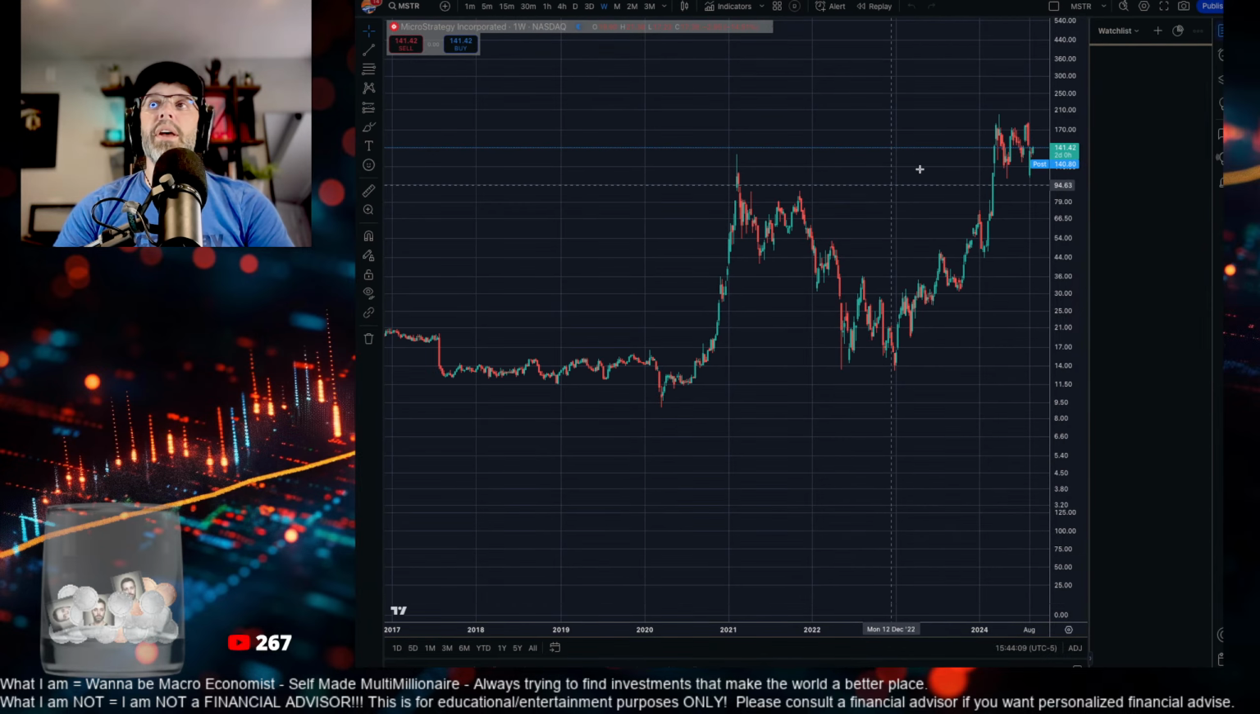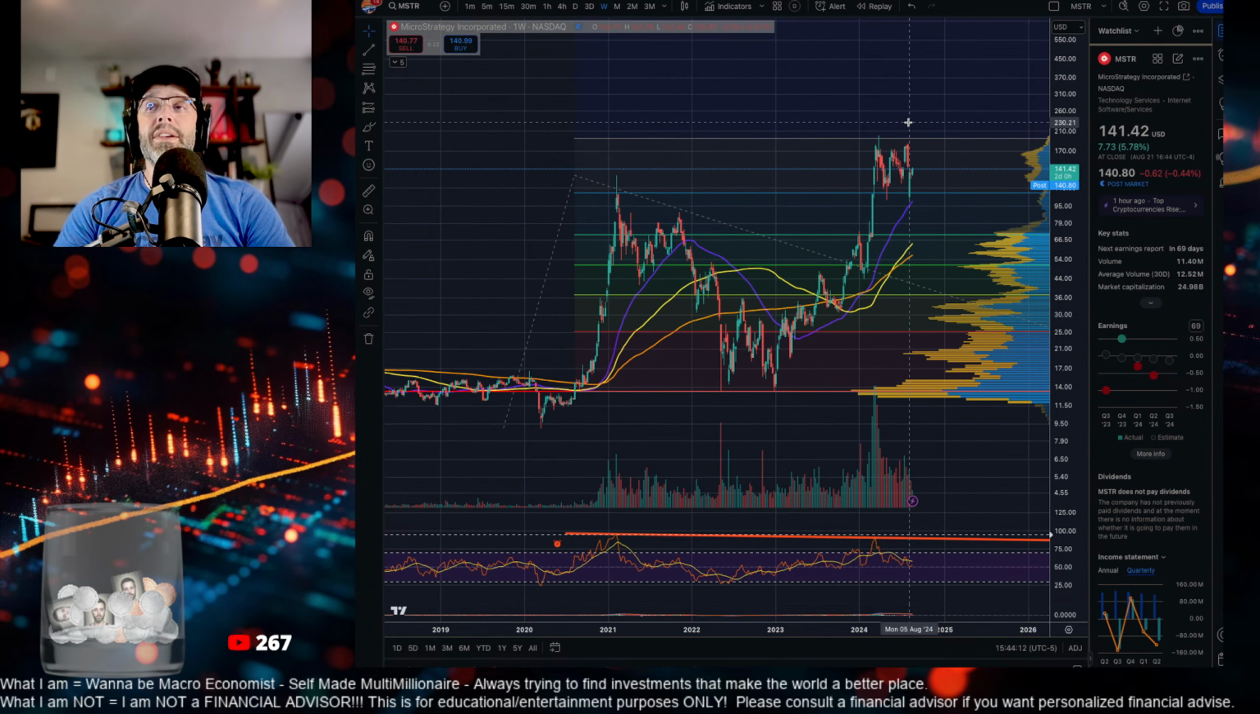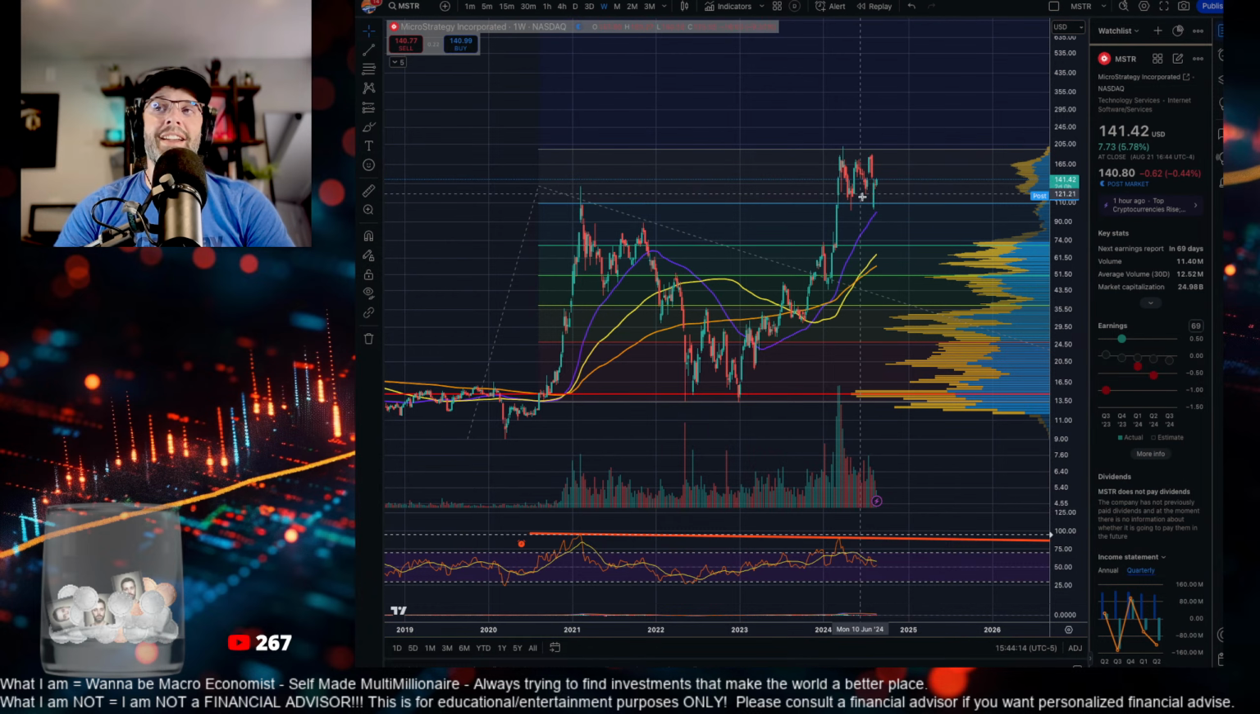How's MicroStrategy today? Nice, 5.78%. You can't hate that. One of the cleanest bounces out here. A great leverage play versus the underlying Bitcoin. It runs at 2 to 3x the underlying asset for volatility.